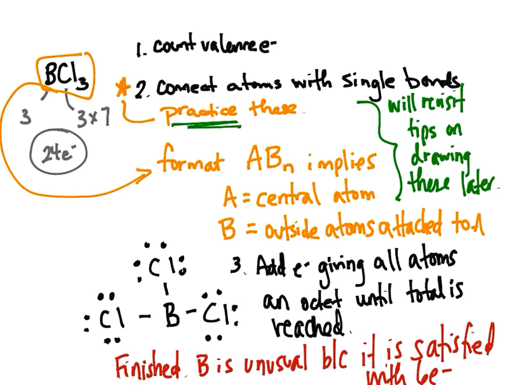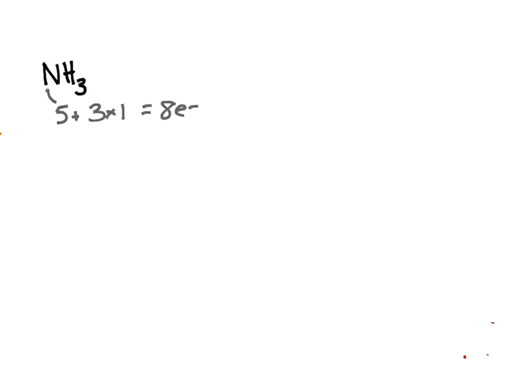So right here I wrote boron is unusual and that it is satisfied with just 6. So that was dumb of me to pick that one. So let's move on and do some more examples.